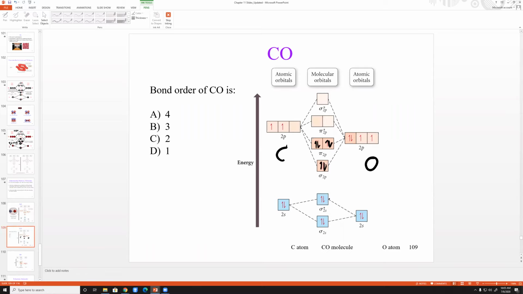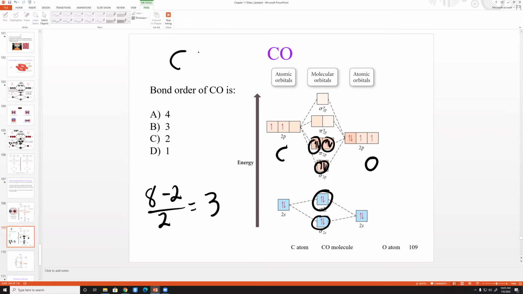So the bond order is going to be the bonding, which is going from the S. Bonding is going to be 2, 4, 6, 8, minus the anti-bonding, which is just going to be 2, divided by 2. That's going to be 3. So the bond order for carbon monoxide is 3.